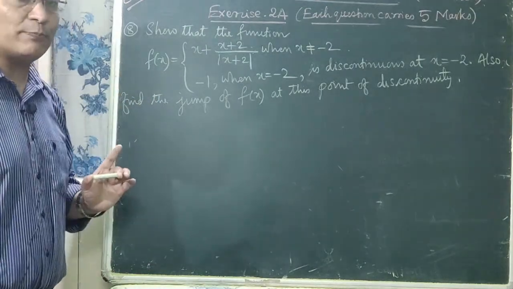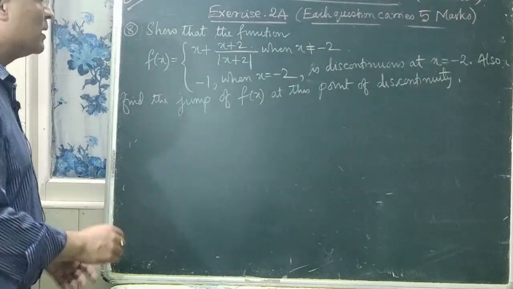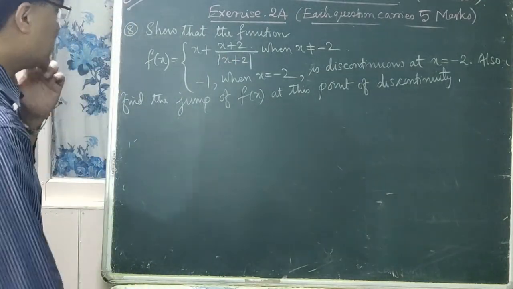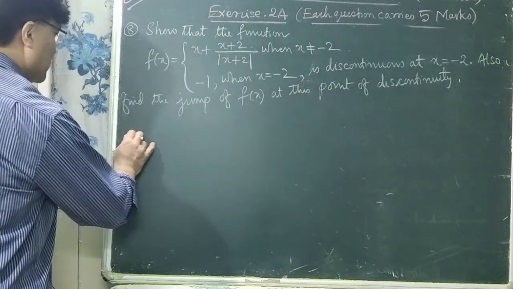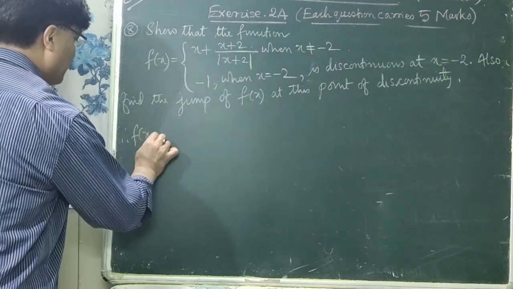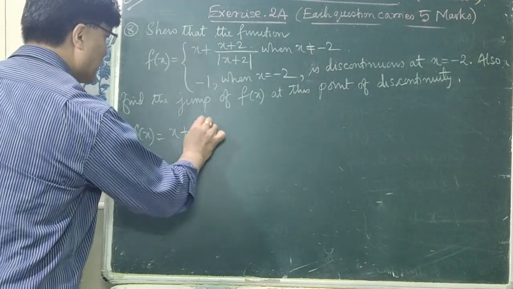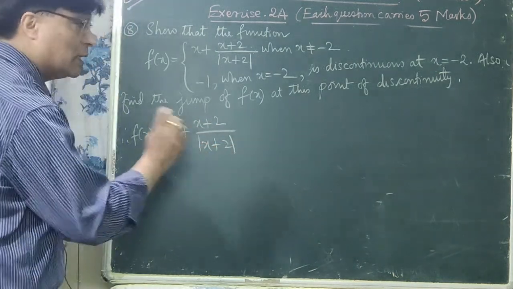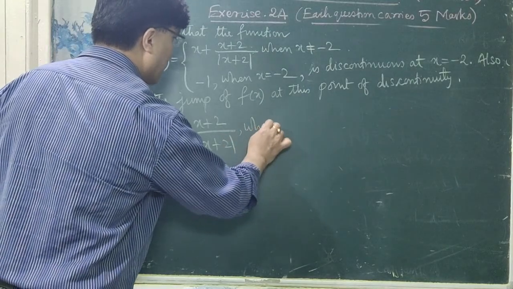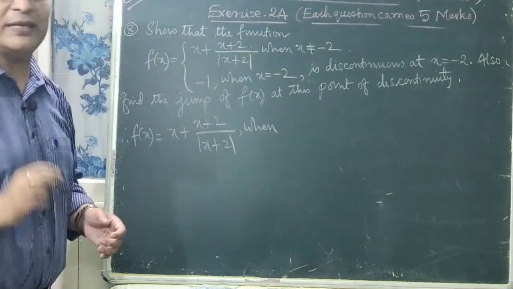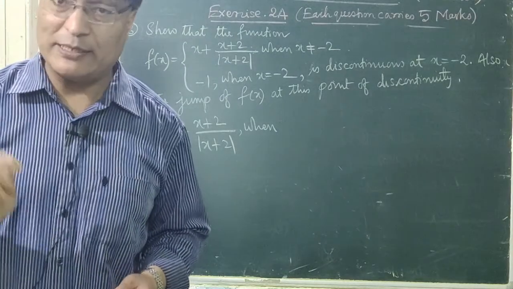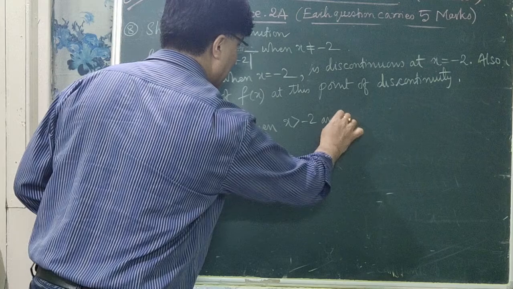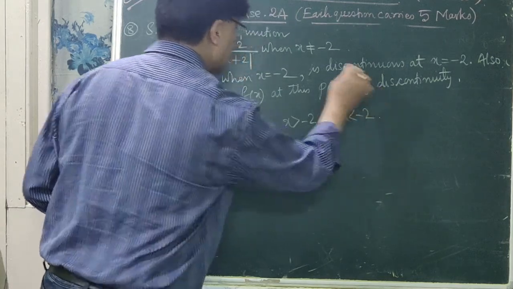Now let's do this problem. First of all you have to simplify this modulus function. So let us simplify this modulus function first. Therefore f of x is equal to x plus 2 divided by within mod x plus 2. This function is defined when, by the question, x is not equal to minus 2. That means when x is greater than minus 2 and x is less than minus 2.